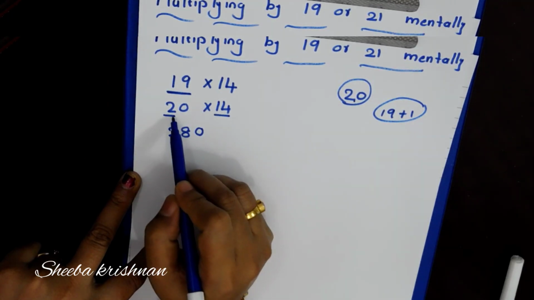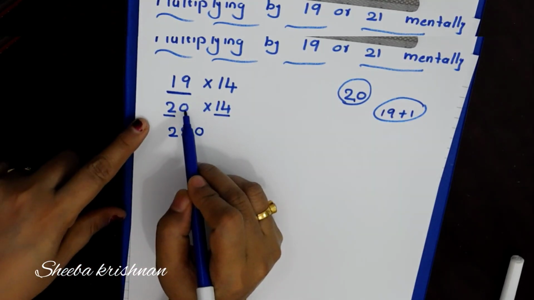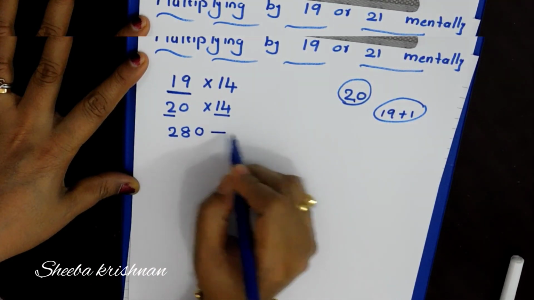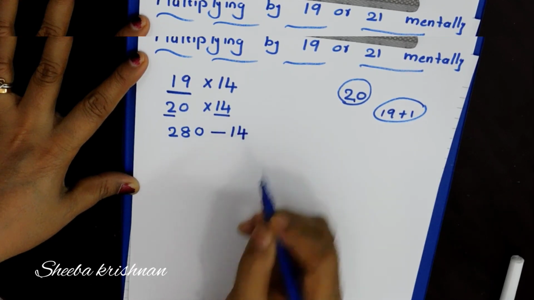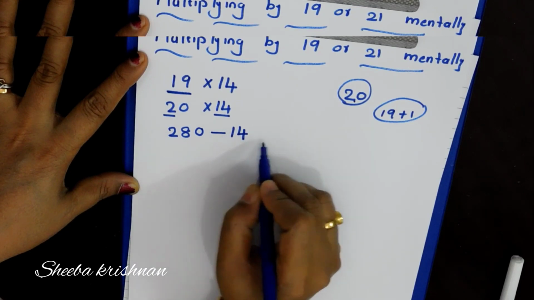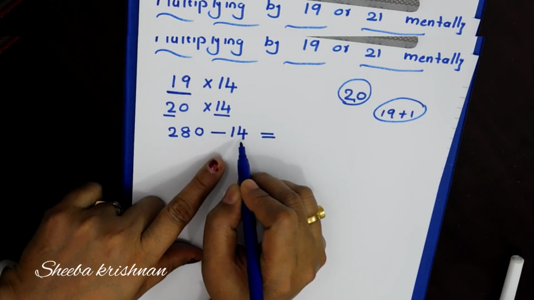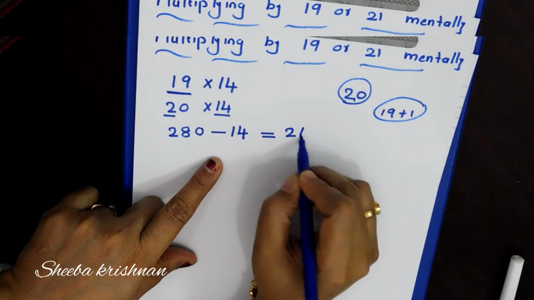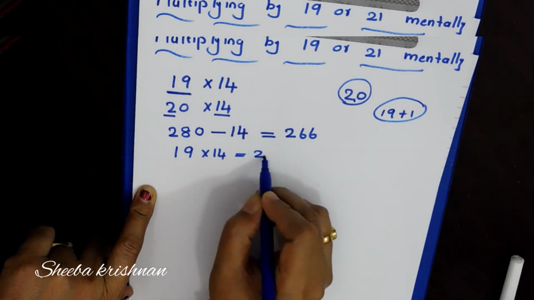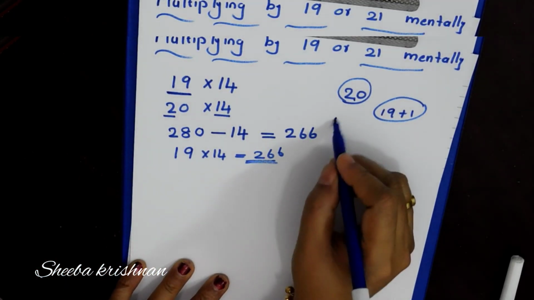So here we found 20 times 14, but we want only 19 times 14. So one more time 14 we have taken. So that one more 14 we have to remove from this 280. So we will subtract that 14 from 280. So 280 minus 14. 280 minus 10 is 270. Then minus 4 it is 266. So 19 times 14 is 266. Let us check our answer is correct or not.